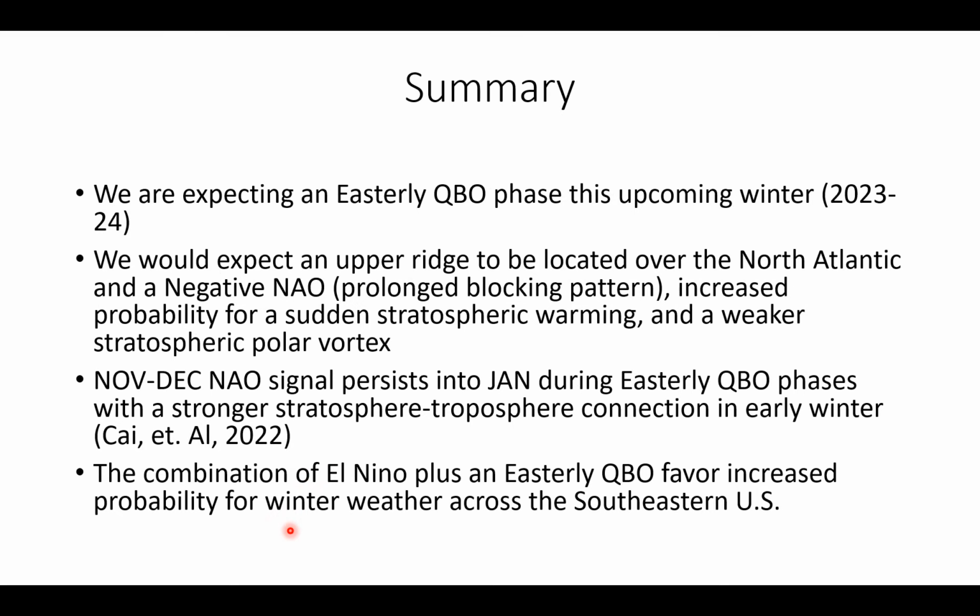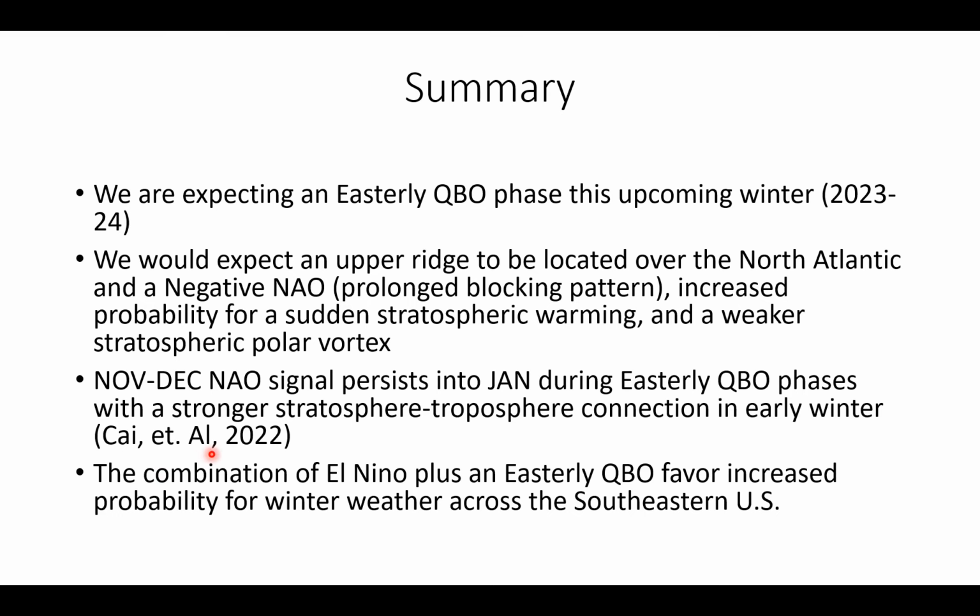Additionally, we are expecting an easterly QBO phase this upcoming winter, the 23-24 winter season. And with that in mind, we would expect to see more upper level ridging over the North Atlantic and a negative phase NAO with prolonged blocking pattern. This is going to result in increased probability for a sudden stratospheric warming event and a weaker stratospheric polar vortex overall for the winter season.